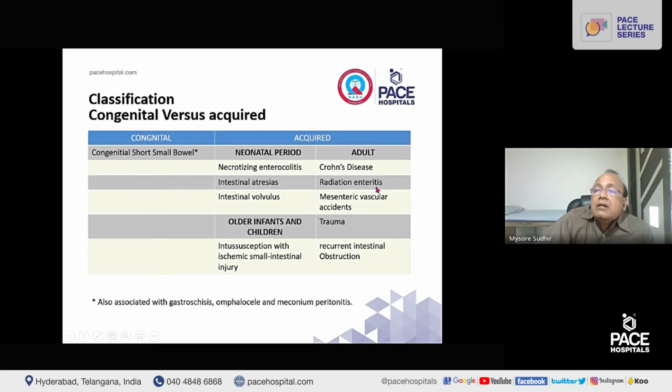Radiation enteritis. There's no surgery done, but because of the radiation, the intestine gets damaged and leads to non-functioning of the intestine. And mesenteric vascular accident, here also it's not a total occlusion but a partial occlusion, leading to loss of the absorptive mechanism. And in older children, we have intussusception, and in adults we have recurrent intestinal obstruction. So all these are causes, both congenital and acquired. Apart from these, among congenital neonatal causes, there are gastroschisis, omphalocele, and meconium peritonitis. Pediatric surgeons will be seeing all these conditions more.